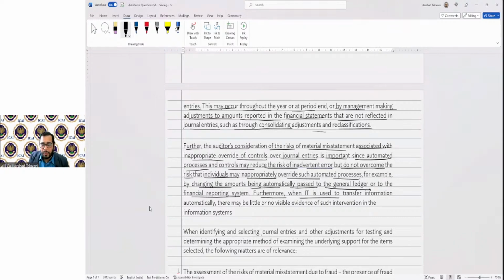Furthermore, when IT is used to transfer information automatically, there may be little or no visible evidence of such intervention in the information systems. If everything is in the IT environment, there might be a chance that the evidence is not easily available. Who has inappropriately passed the entry?